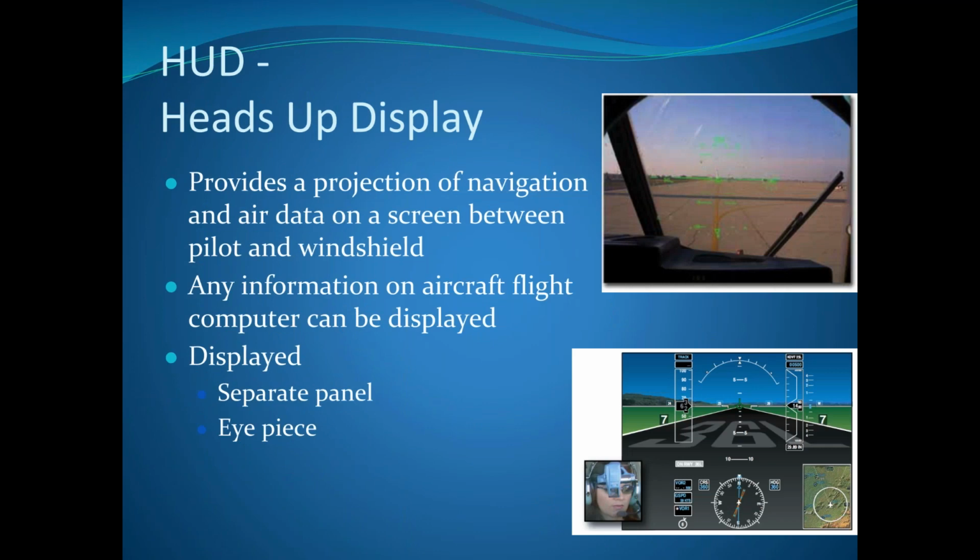The heads up display we kind of talked about. There's multiple versions of heads up displays. This would be more like your military aircraft. This is more of what it looks like. This is really funky, I want to say that's from like the 80s. Basically the heads-up display, or HUD, provides a projection of navigation and air data on a screen between the pilot and the windshield. So rather than the pilot having to look down to receive the information, he's able to keep his eye on the direction of the plane. Any information on the aircraft flight computer can be displayed, and the display is either a separate panel or eyepiece.